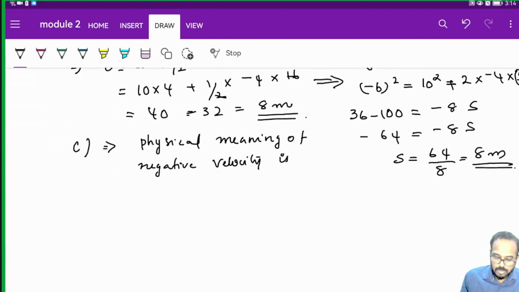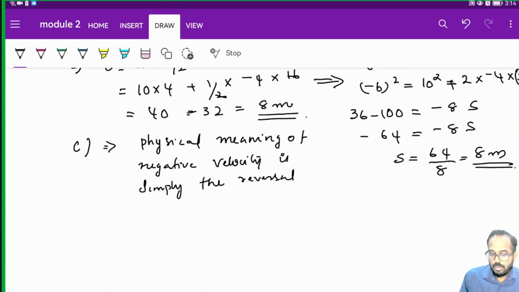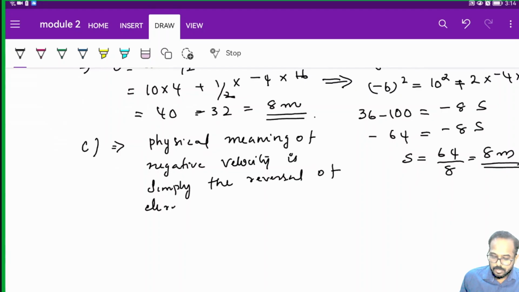Is simply the reversal of direction of motion.